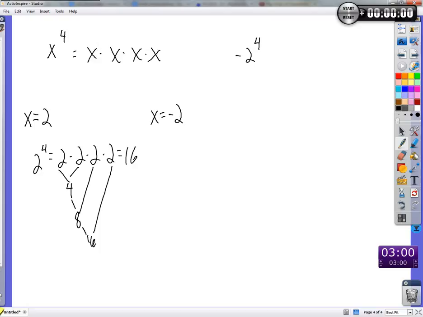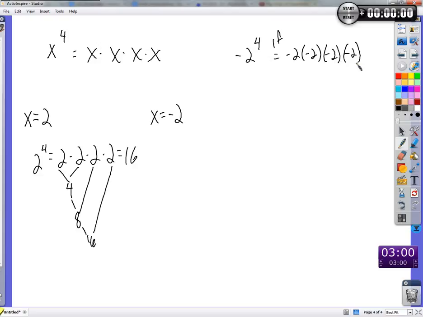The robot, or the computer, says, give me input. Give me what I'm supposed to do with them, and I'll do that. So I want you to think about what you're doing, what makes sense to do. If we look at this problem, negative 2 to the 4th, if this, to you, in your notes, means negative 2 times negative 2 times negative 2 times negative 2, then fine.